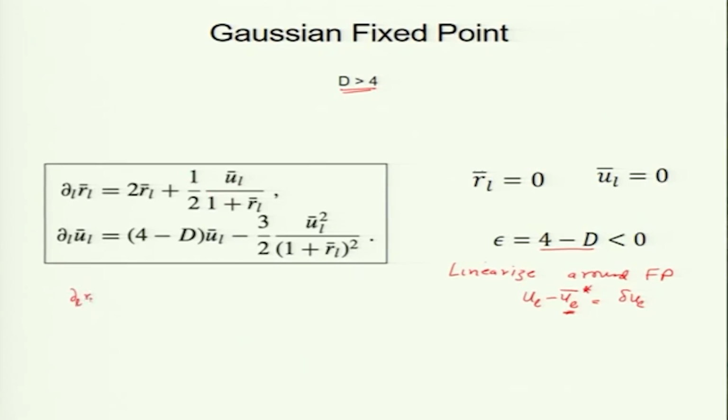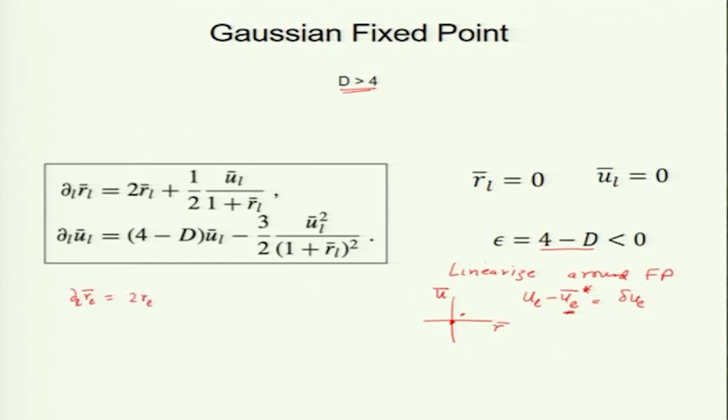So, first equation, dl RL bar, this is the perturbation around the fixed point. By the way, my fixed point is here, 0 0. I make this the x axis R bar, the y axis is U bar. Now, I am here, I go slightly beyond the fixed point. Now, I do linear perturbation, so I am going to drop the nonlinear terms.